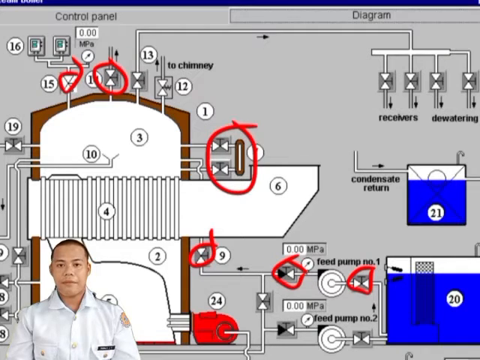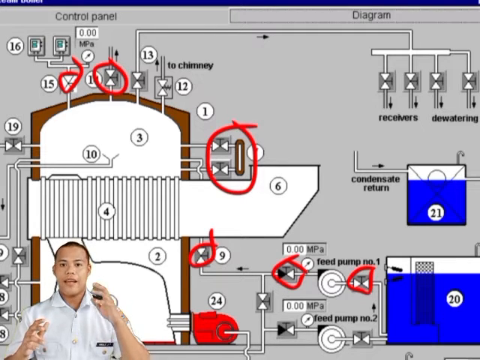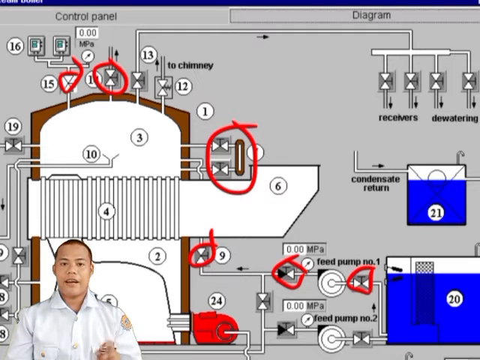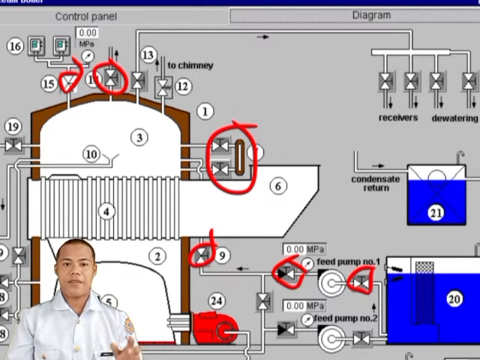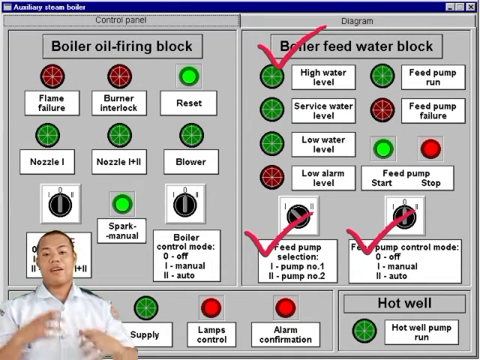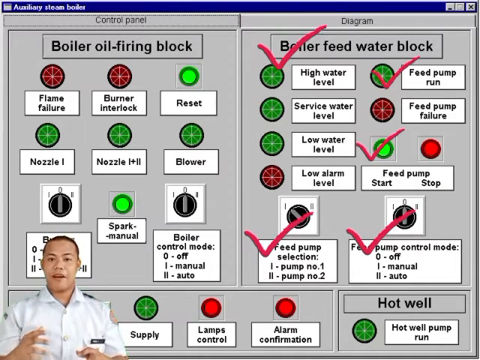So after that, we must make sure all the valves that are lined up in the pump number 1 must be open, like the non-return valve. We must open also the air vent, pressure gauge glass valves of both steam and water. After that, we set into manual the feed pump control mode and then start the feed pump.